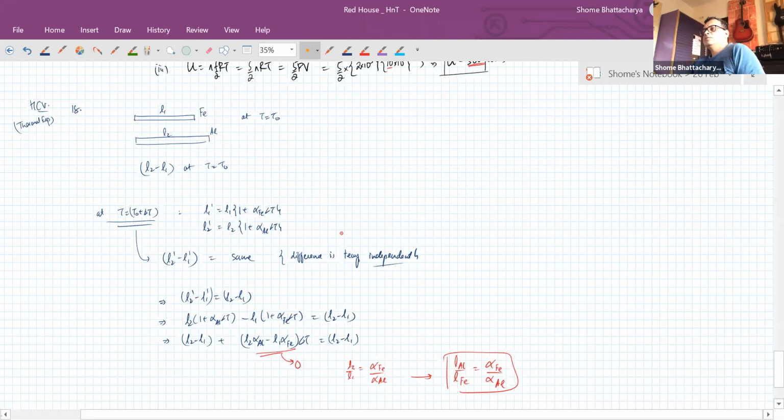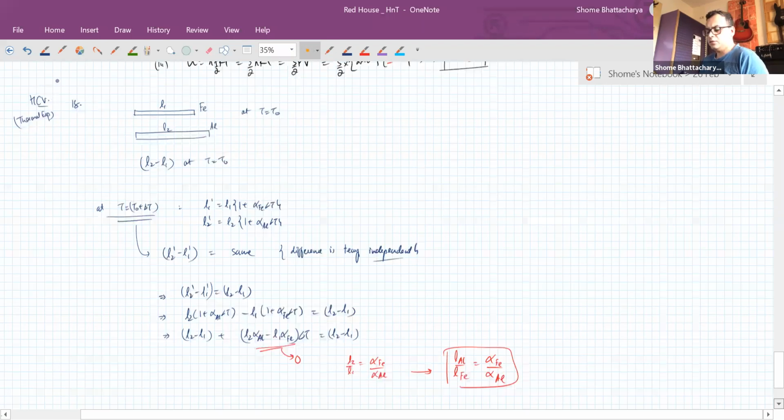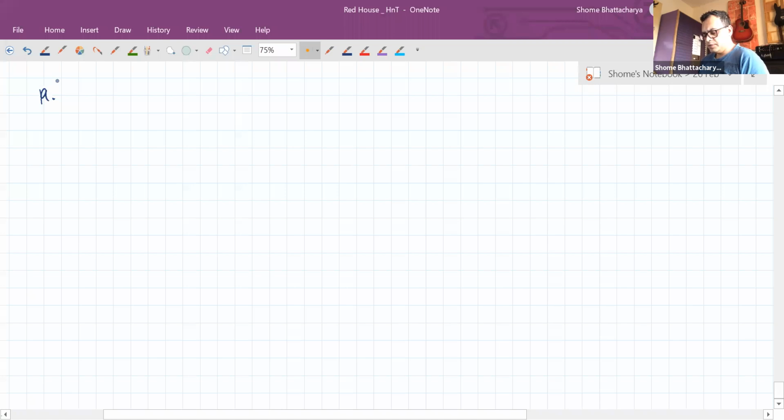Okay, good. So this one is clear. Next, let's pick up this question, the 19th one. It says the pendulum gives correct time at 20 degrees C, where G is 9.8 meters per second square.